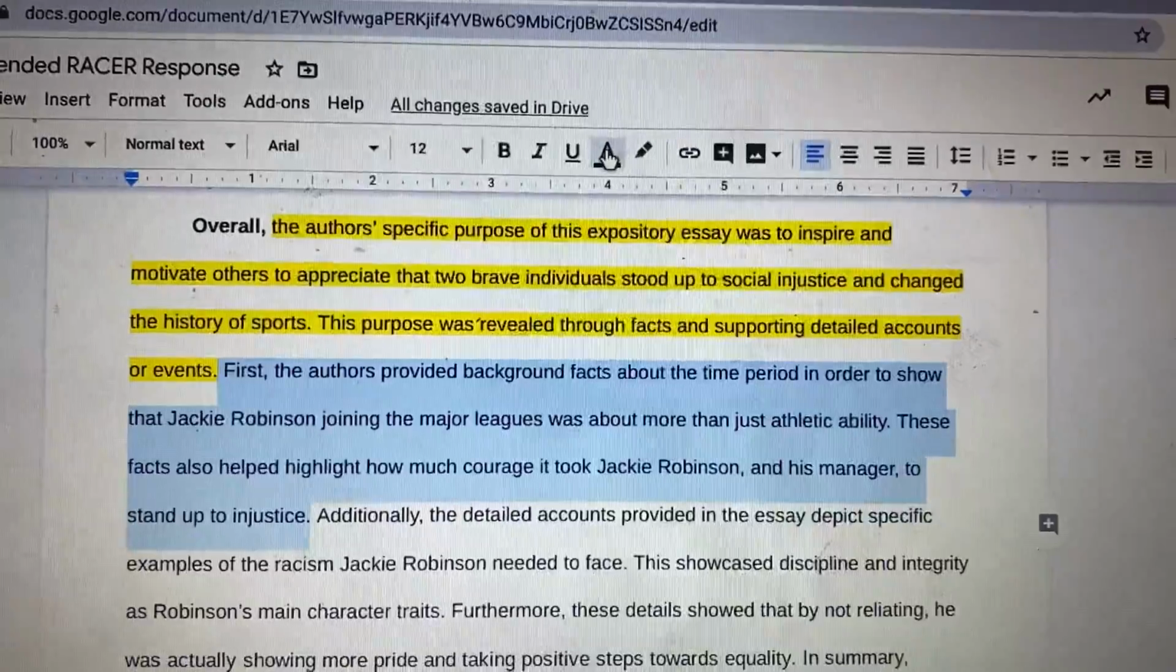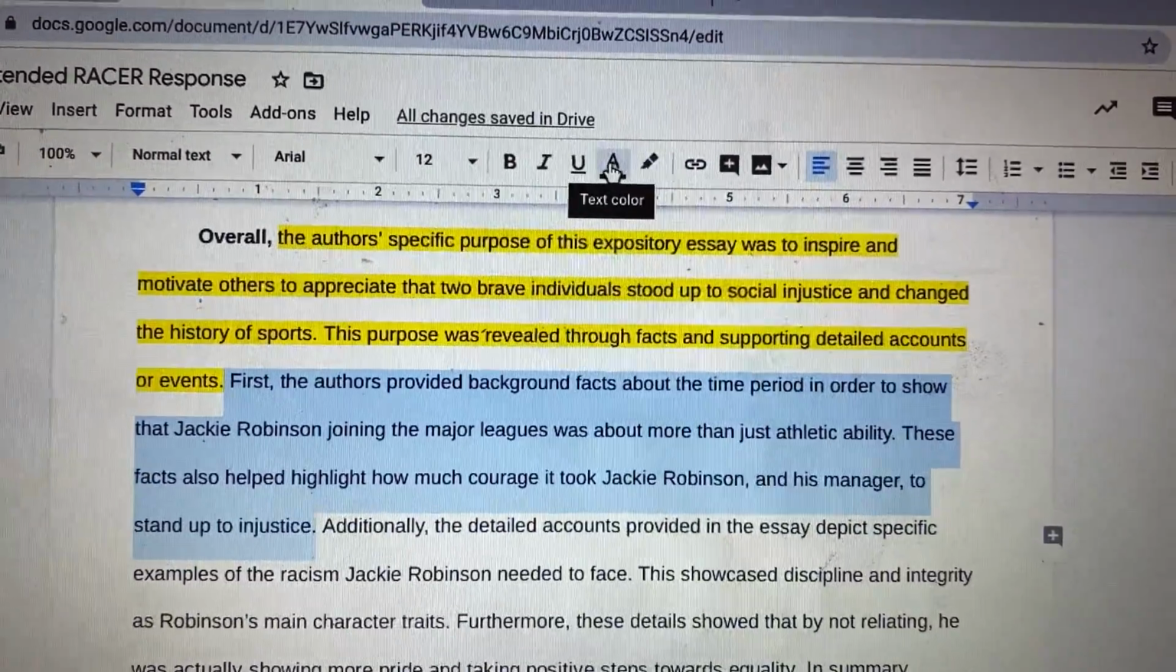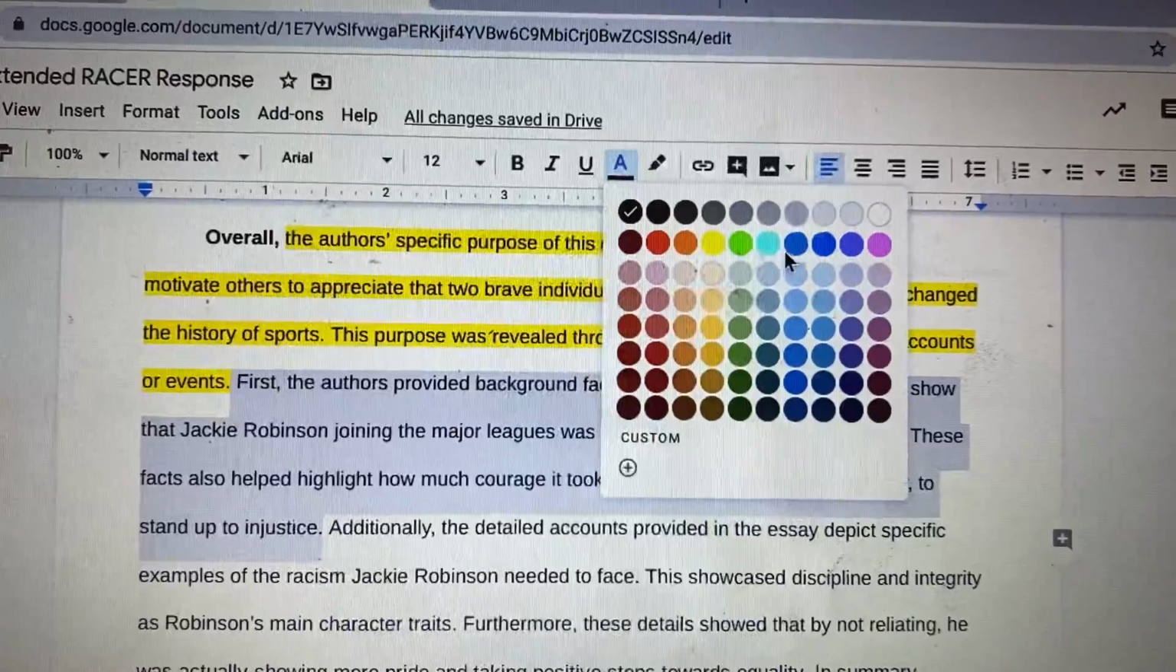Oh, Harley, I'm sorry. She hears another dog outside, so she's super excited.